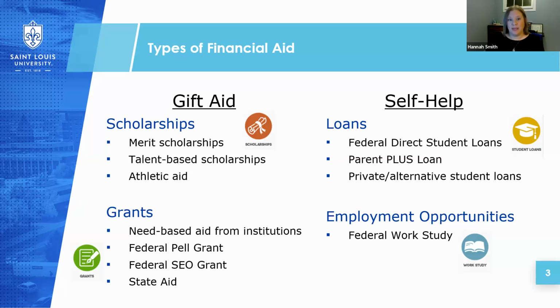Self-help aid is where we get into some loans or some work opportunities. These pieces of aid, of course, we call them self-help aid because they come with some strings attached. The student is taking on some responsibility to take these different pieces of aid. So, of course, in the form of loans, they're going to have to repay that money that they're taking out on the front end with interest once it goes into repayment.